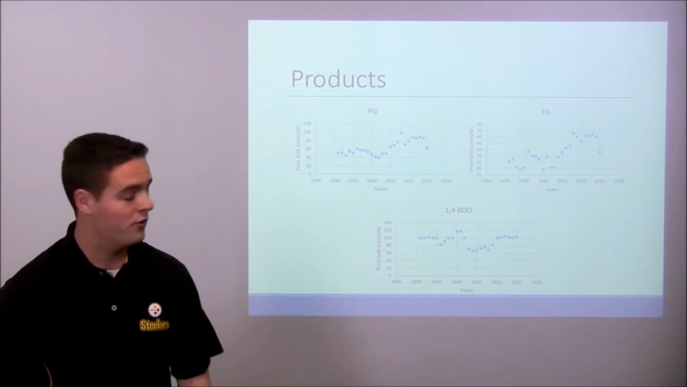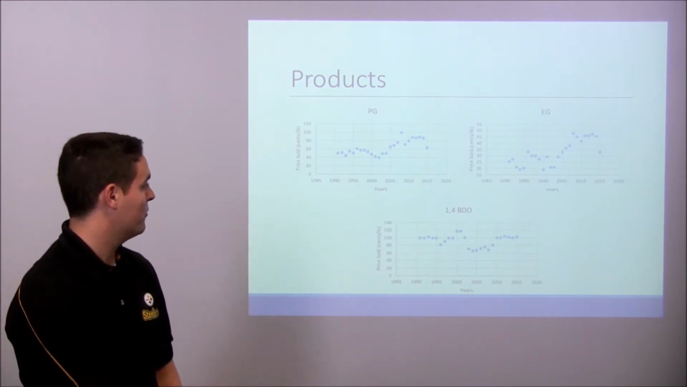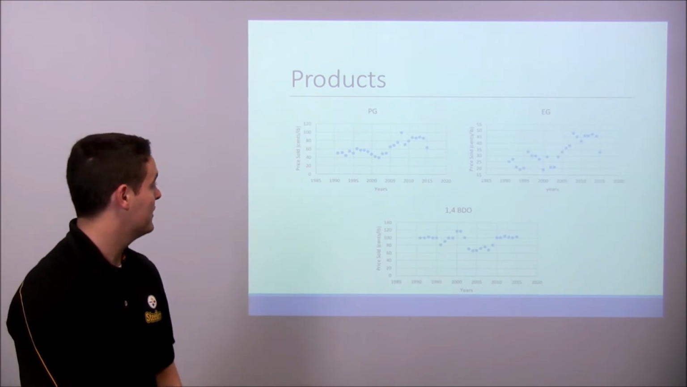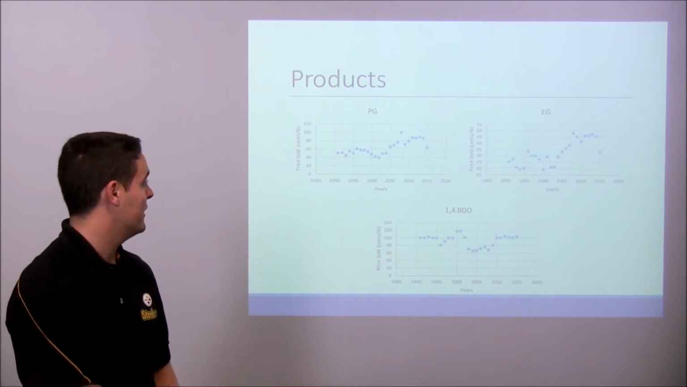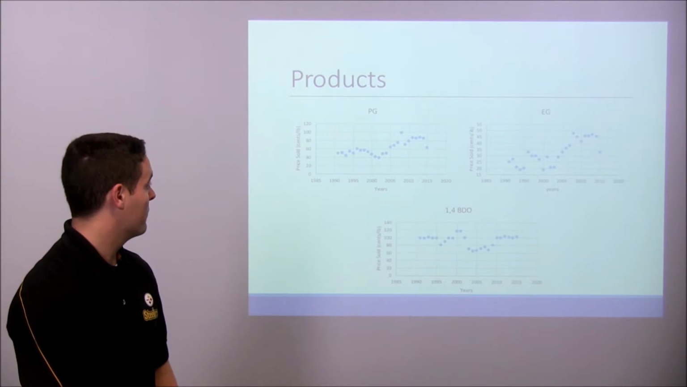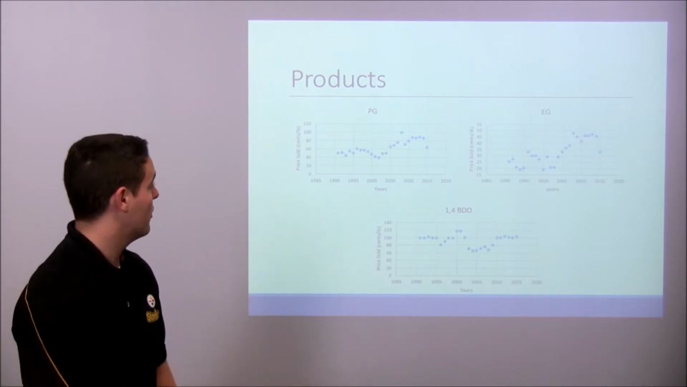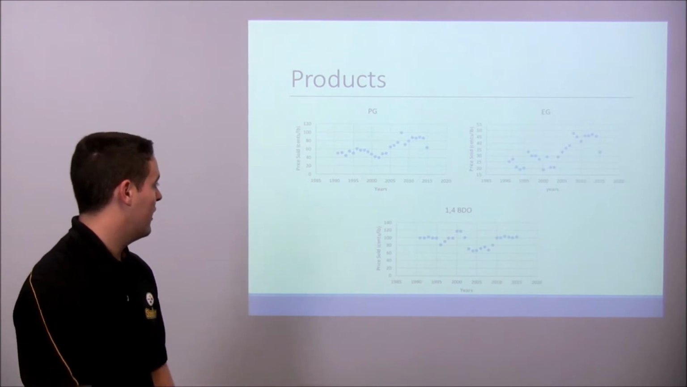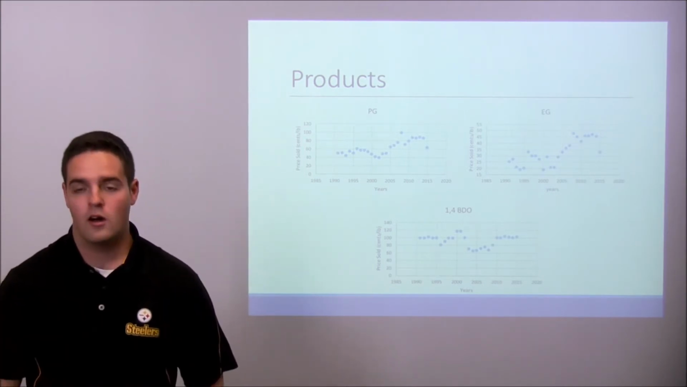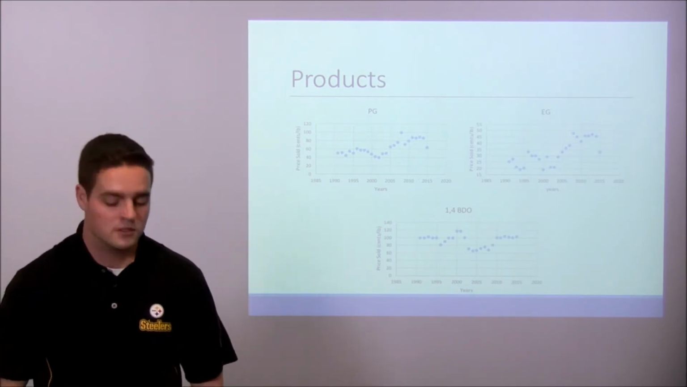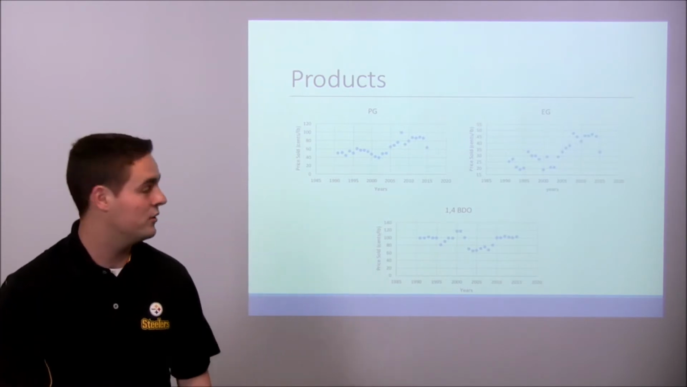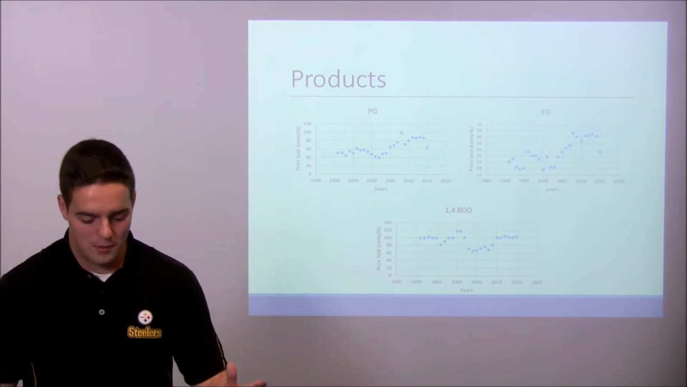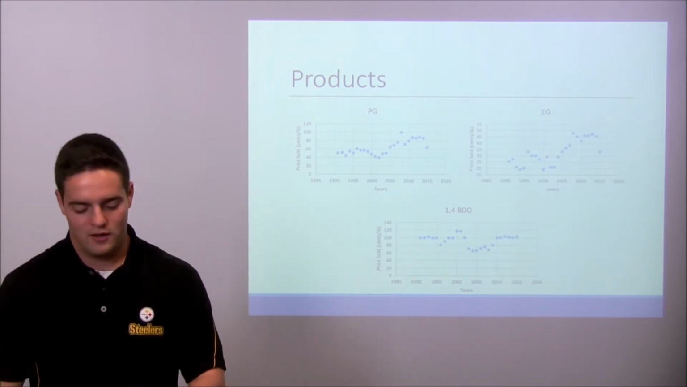So these 3 graphs, the PG, EG, and the 1,4-butanediol, show the prices sold for the last 15 years. As you can see, the PG has been on the increase and will be nice to sell, as well as the EG. They've been slowly increasing the last 15 years. The 1,4-butanediol, on the other hand, has been pretty constant, which is still good, so that's more reliable, and you can easily predict the price of the 1,4-butanediol.